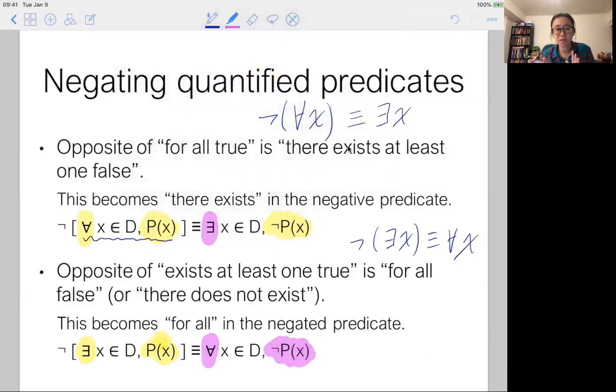So again, the process is moving from left to right. If you see an existence symbol, you flip it to the for all symbol. If you see the for all symbol, you flip it to the existence symbol. And if you see a predicate, you flip it to the negation of that predicate.